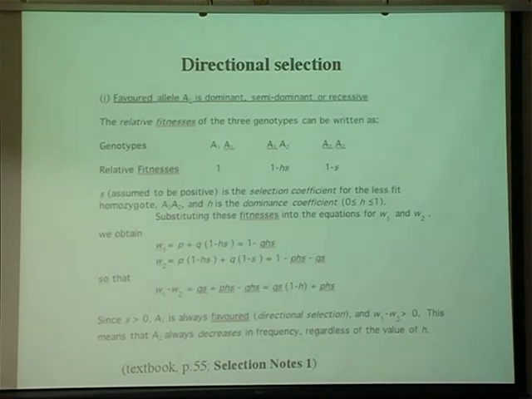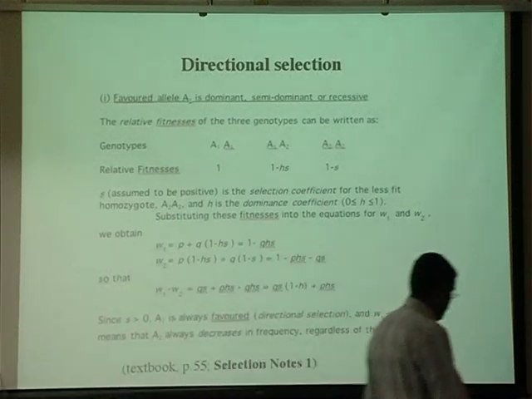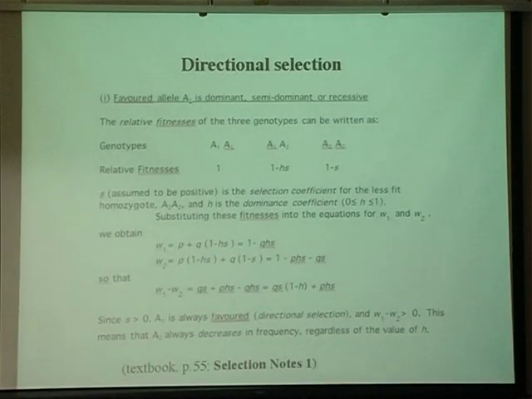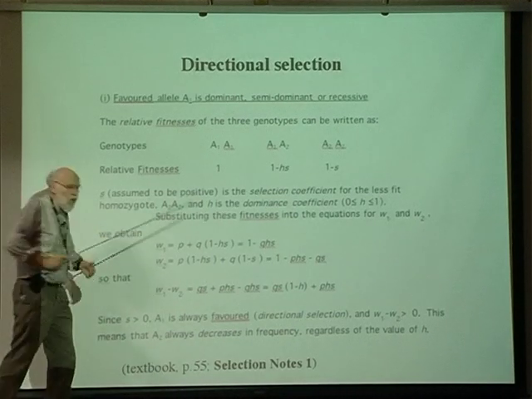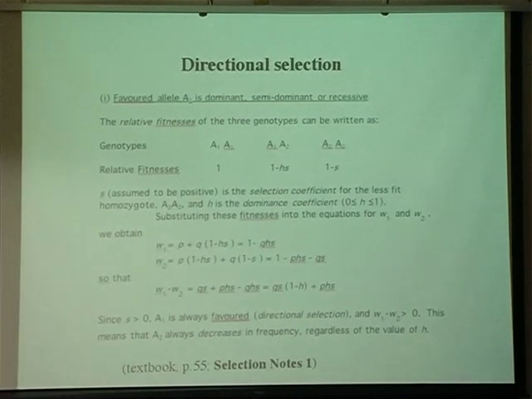In general, in most cases, we might expect it to lie somewhere in between 0 and 1. So you'll meet H quite a lot in population genetics. It's called the dominance coefficient. For a two allele single locus system, that's all we need, S and H, in the case of directional selection.